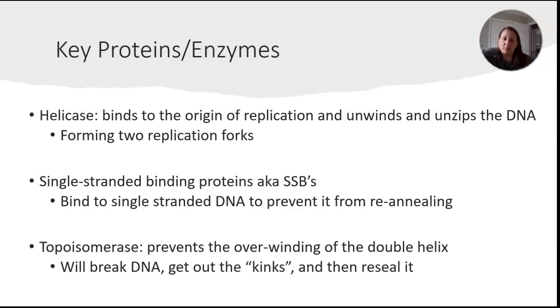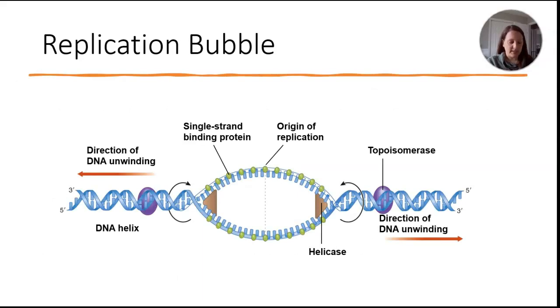So this enzyme is going to prevent this overwinding, this super coiling of the DNA. And so if it starts to get some tension, some stress, then this topoisomerase will actually break the DNA, get the kinks out, and put it back together. So it prevents supercoiling and knotting of the DNA. It's a pretty cool protein. So let's take a look at these three proteins.